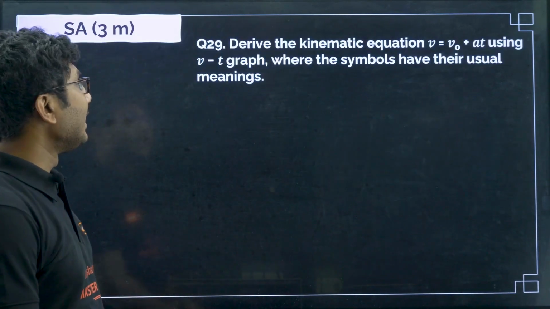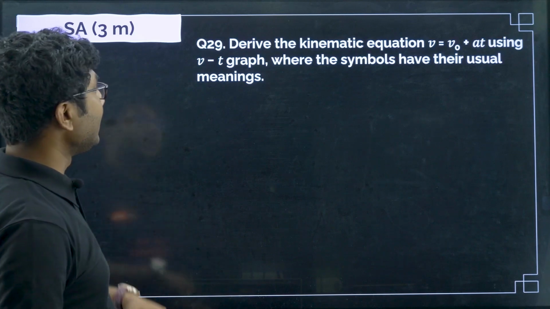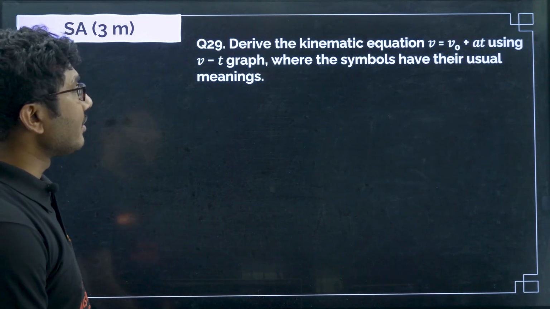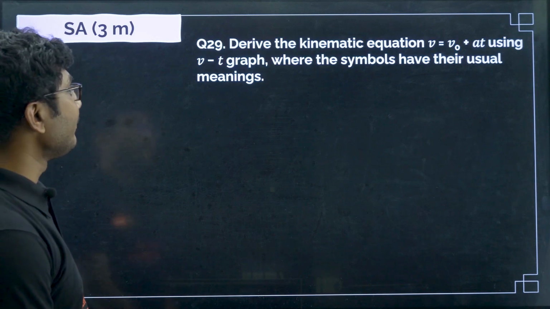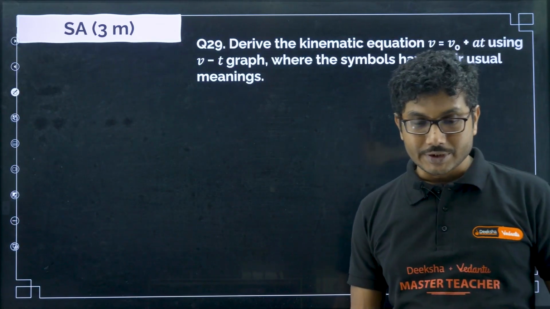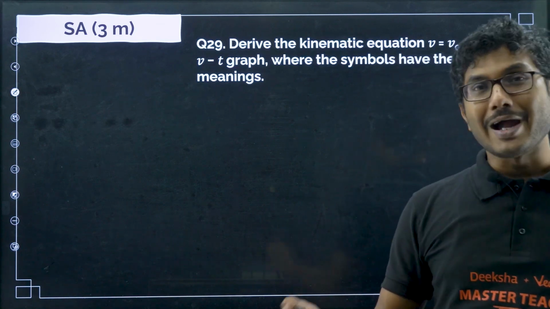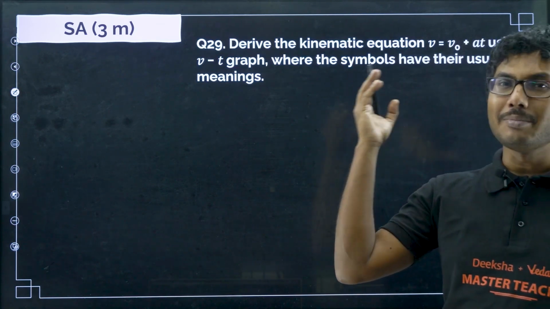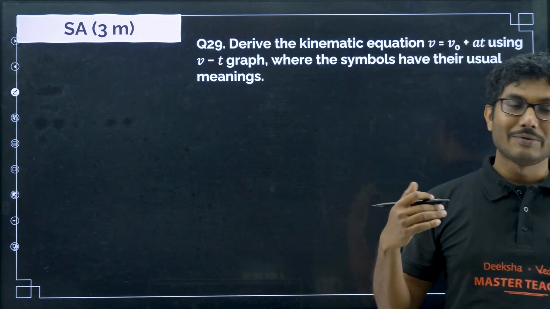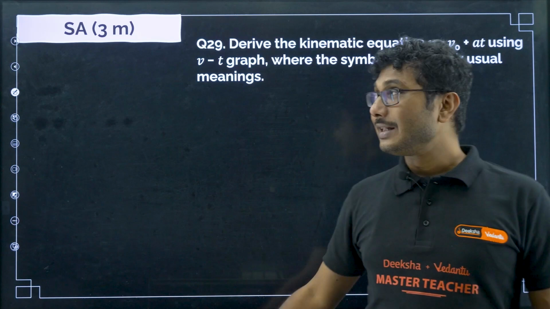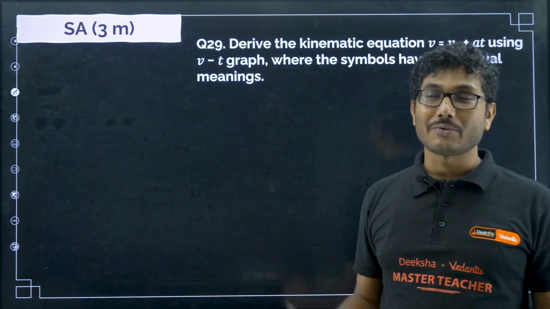Now, next, it is a 3 marks question. Derive the kinematic equation V equals V naught plus AT using the VT graph, where the symbols have their usual meaning. Generally, graph-based questions used to come in the 5 mark category. This year they have given this in the 3 mark category, thinking they will reduce the difficulty level, but it is actually very easy to prove. This is the easiest question in the entire question paper.